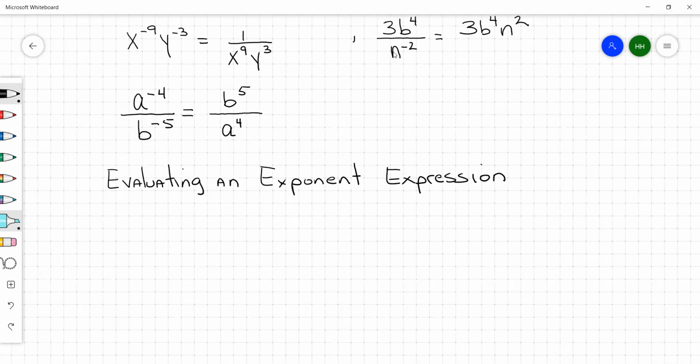All right, so we're going to evaluate an exponent expression, and we're going to say for this one, when s equals 2 and t equals -3. The expression is 3 s to the third t to the -2.